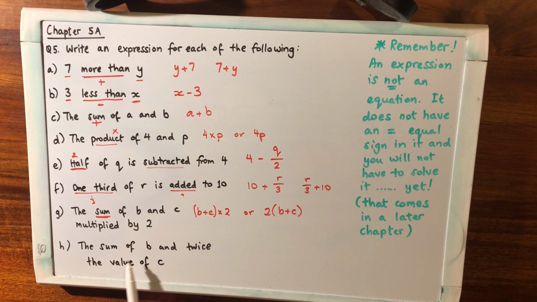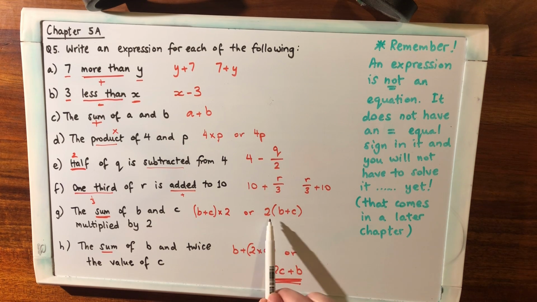H, the sum of B and twice the value of C. So sum meaning addition, so I'm going to add B to something. And twice the value of C, well, that just means 2 times C. Or I could write it like this, 2C plus B. And this is the more correct version. This one here would also be the most correct version. I hope that helps.